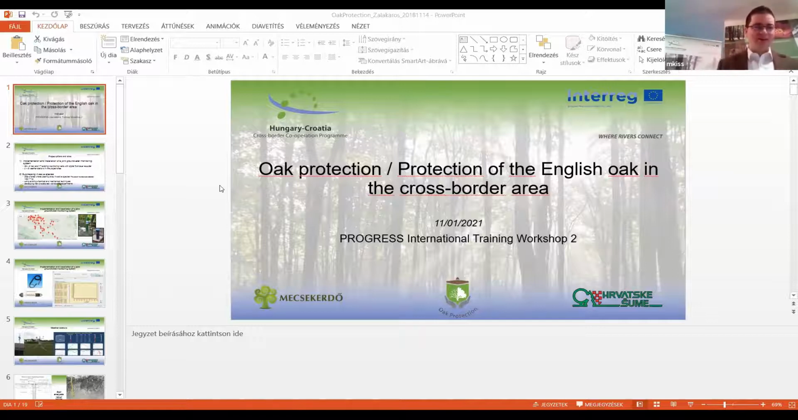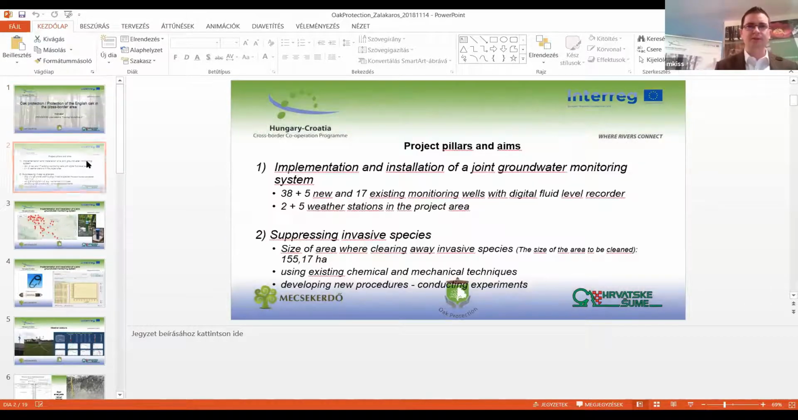First of all, I would like to thank the organizers that I can present our project. So let me say a couple of words about our aims and results. Our company, the Mecsek Forestry PLC, and our partner, Forestry of Nasice, had taken up an important task in order to protect the native forests. Especially, we wanted to preserve the healthy conditions of the English oak forests along the River Drava.